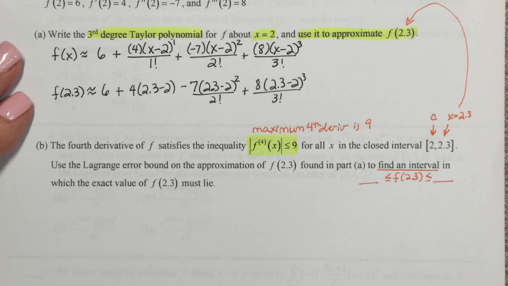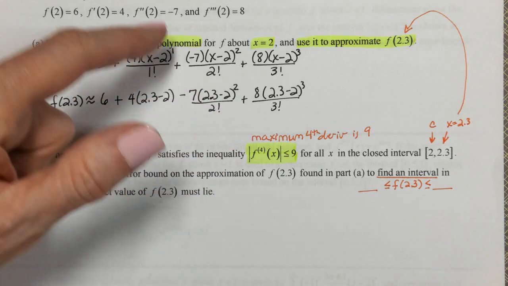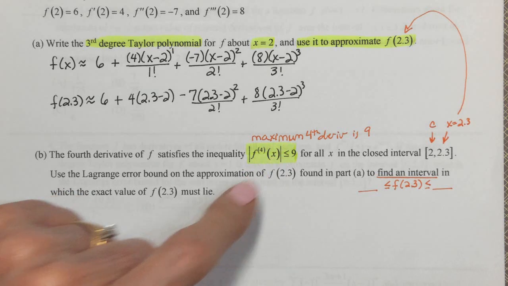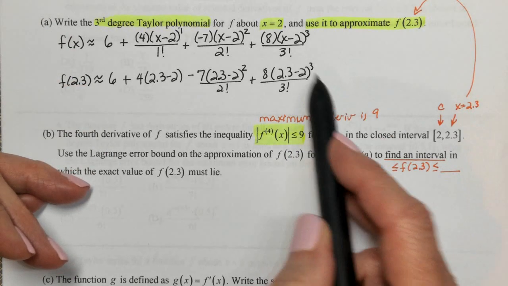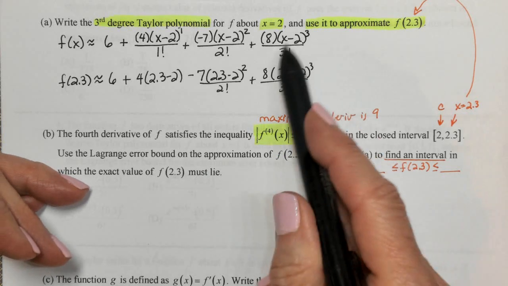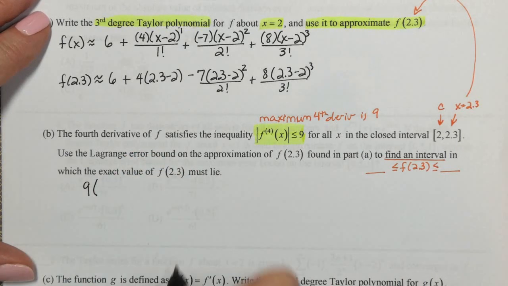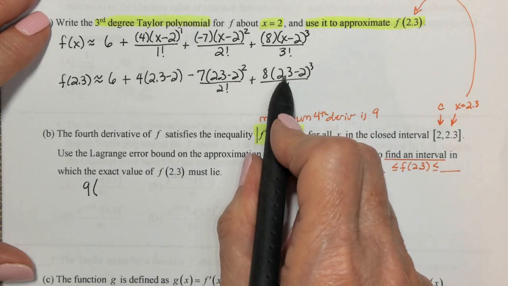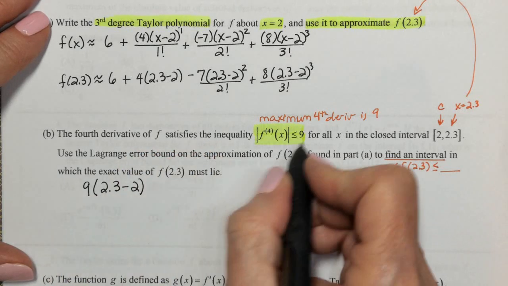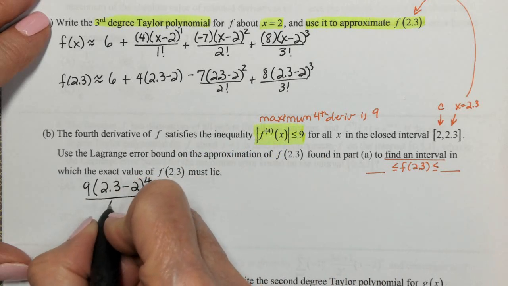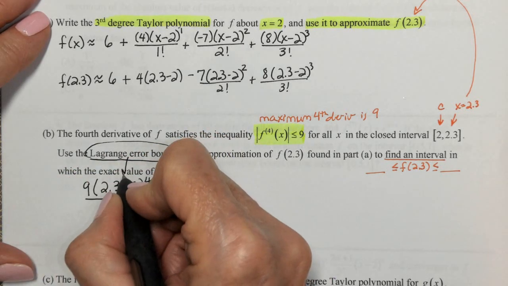First Lagrange error. We used the third degree Taylor for our approximation. So we will use the fourth degree term for our error bound. So the error bound is, and I'm just going to write it in the exact same form that we used for our approximation and for our terms here. It's going to be the maximum error times x minus c, where c is 2 and x is 2.3. X minus c to the fourth power divided by 4 factorial. That is the Lagrange error bound.